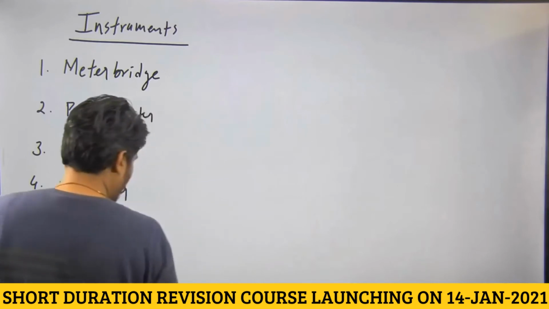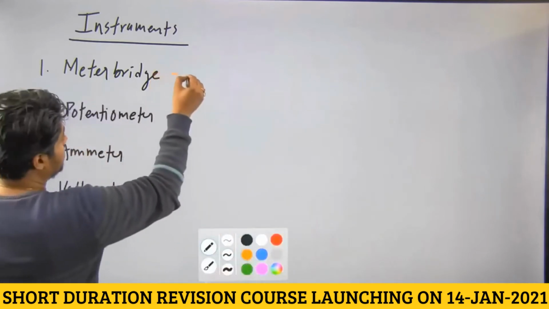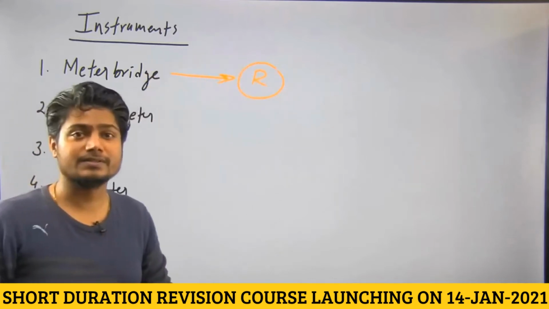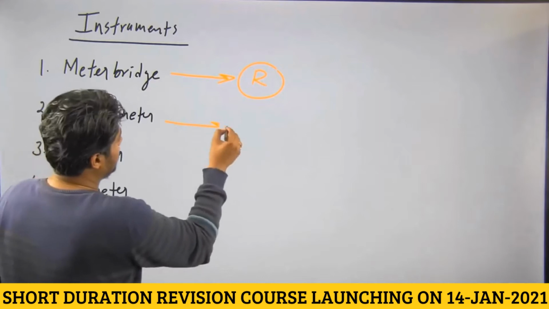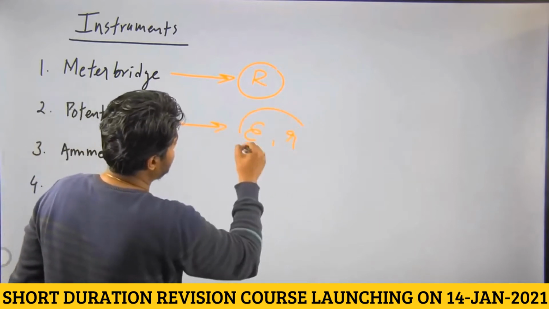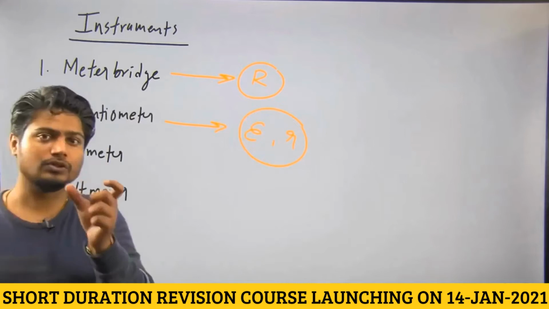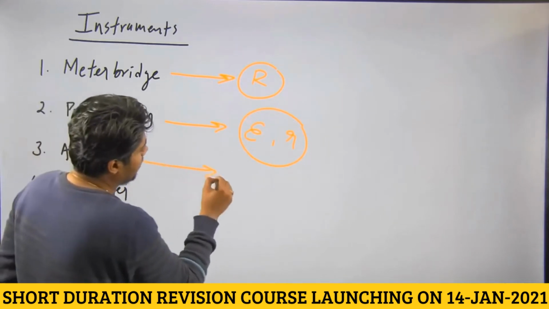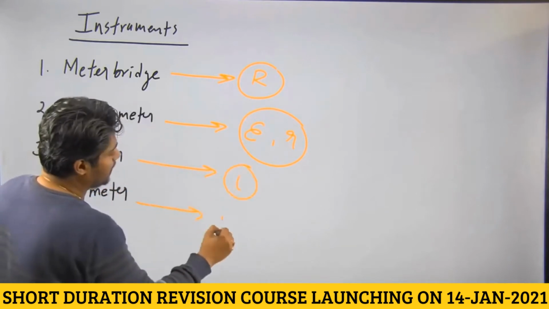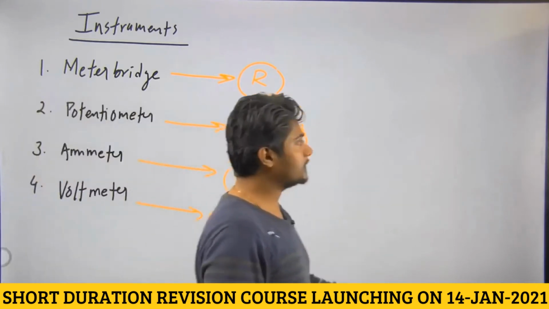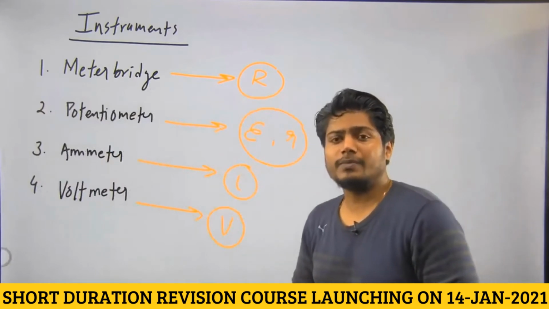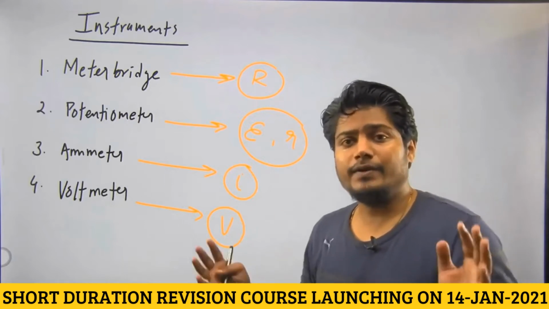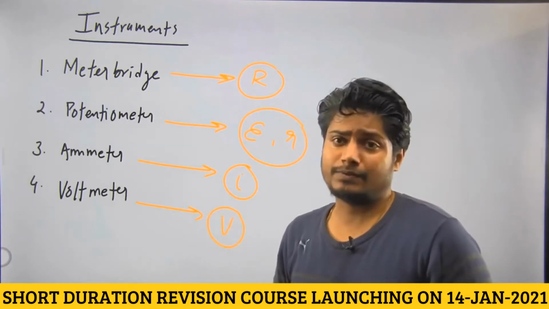For example, if I talk about resistances, then this meter bridge is to determine unknown resistances. We have potentiometer to determine EMF and internal resistance of a cell. So, basically we can determine both the quantities of a cell using potentiometer. We have ammeter to determine current, and voltmeter to determine voltages. So, basically all these are the instruments which work on the basic principles to determine all the variables which we have done mathematically. Now, we will determine them experimentally.